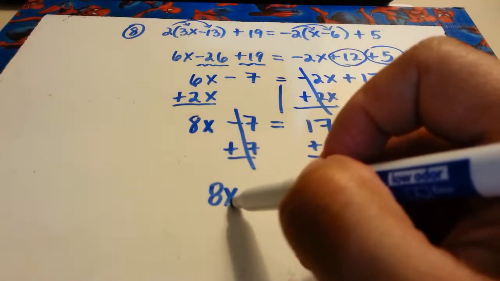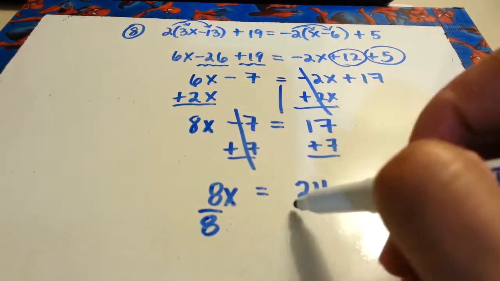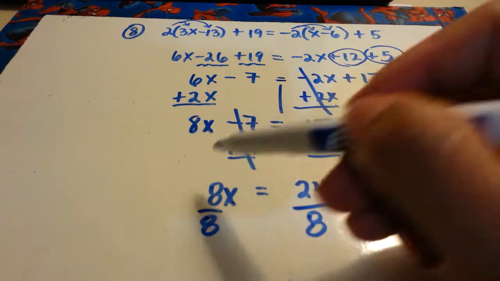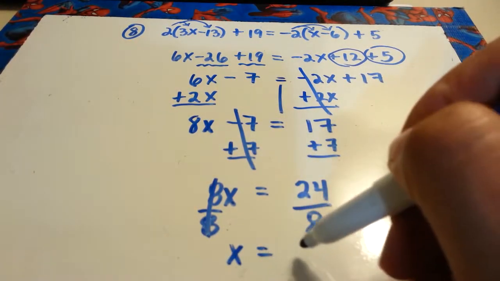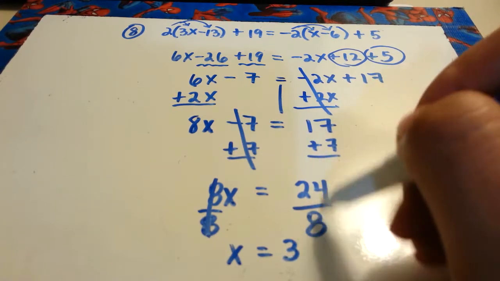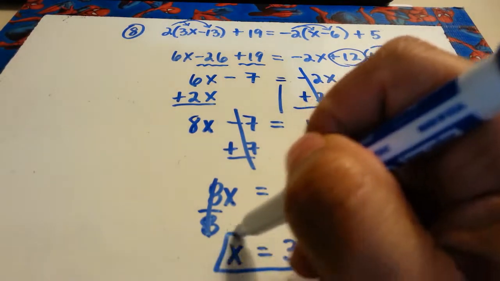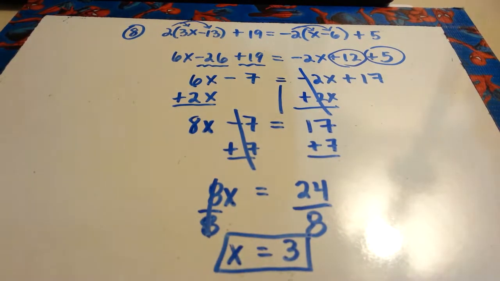And since I want to leave x by itself, I'm going to get rid of the 8. So I have x equals 3. Right? 24 divided by 8 is 3. And that would be the answer.